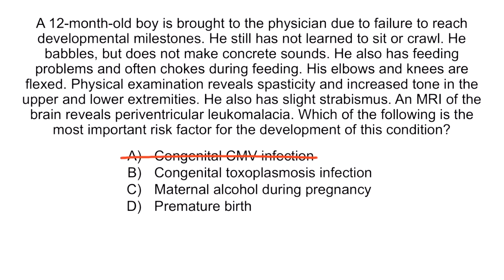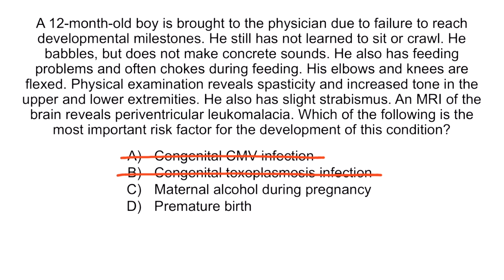Option A, congenital CMV infection, is incorrect because although it increases the risk of CP, a brain MRI would show periventricular calcifications, not periventricular leukomalacia. Furthermore, features of congenital CMV infection such as skin rash, seizures, and microcephaly are absent in this patient. Option B, congenital toxoplasmosis infection, is incorrect because although it increases the risk of CP, a brain MRI would show intracranial calcifications instead. Also, features of congenital toxoplasmosis infection such as microcephaly, hydrocephalus, and chorioretinitis are all absent in this patient.